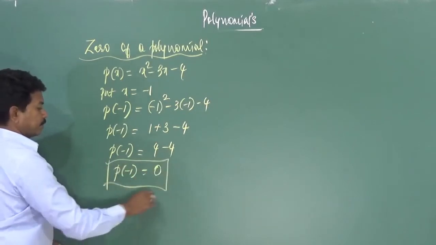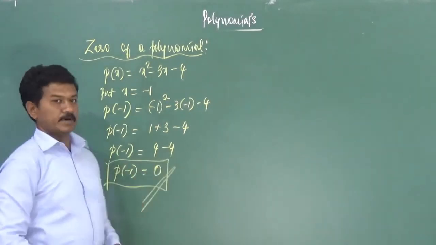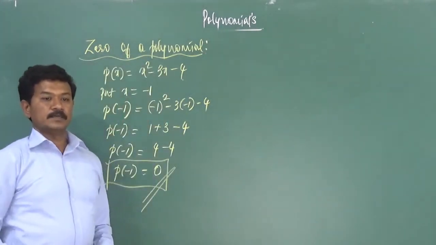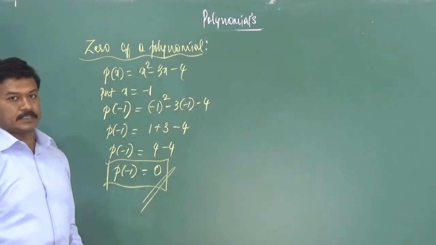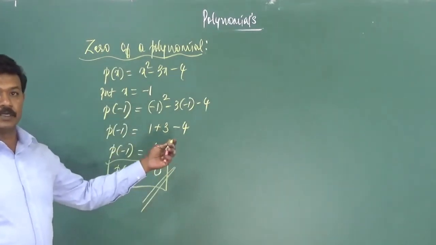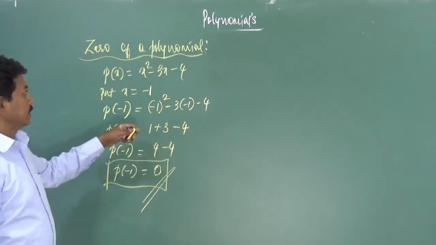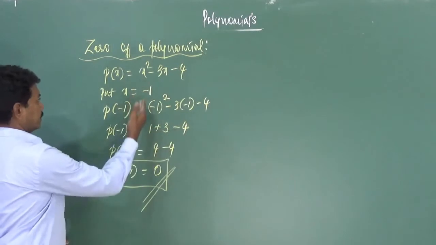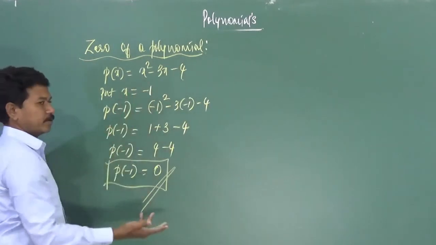So this is a very important result that we have got. What is the difference there? In the last problem, when we substituted, we got 6 and minus 6 as values. In this polynomial, we have taken x is equal to minus 1 and we have got 0.